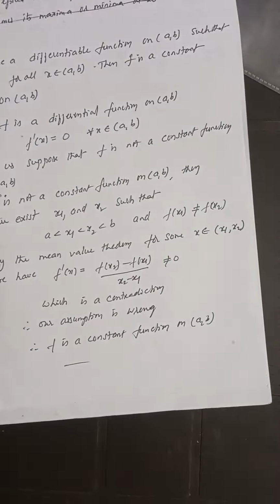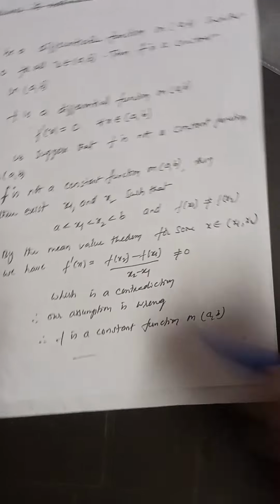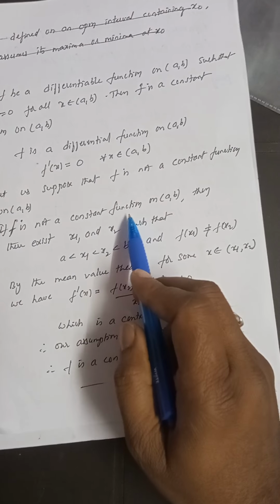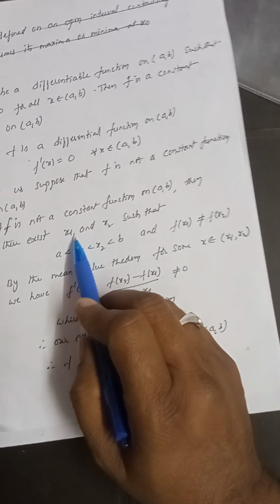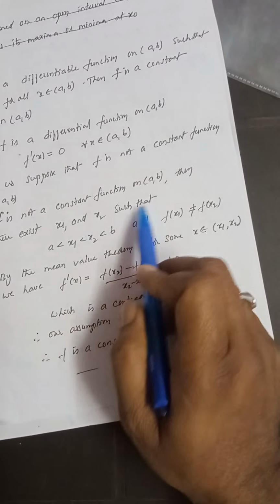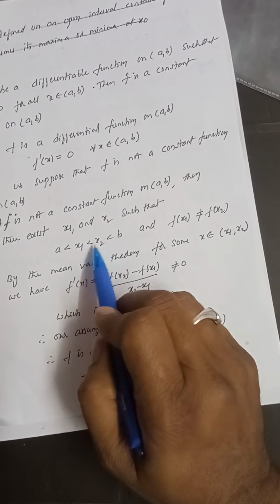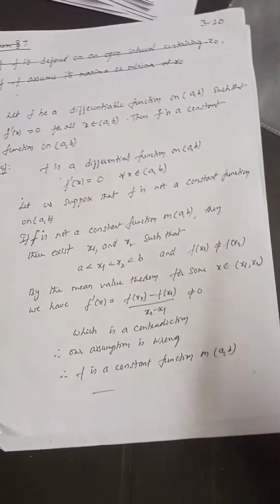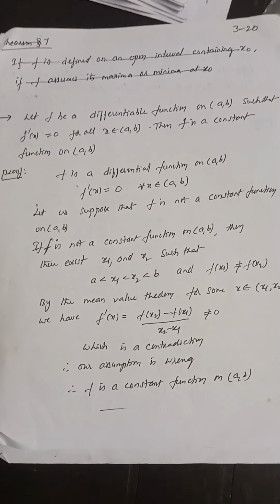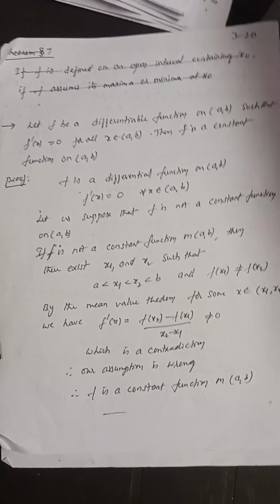Let us suppose that f is not a constant function. We are proving this theorem by contradiction. Now, if f is not a constant function on the open interval (a, b), then there exist at least two values, say x1 and x2, such that a < x1 < x2 < b, and f(x1) is not equal to f(x2). We are assuming that f(x) is not a constant function.